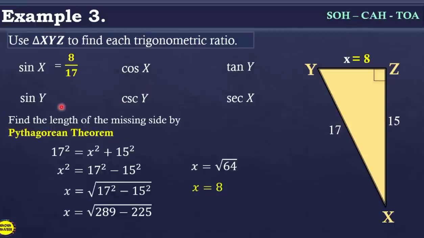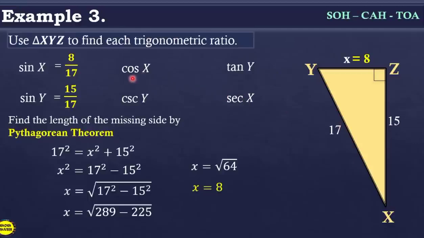sine y. Okay, for our sine y, ibig sabihin ito yung angle po natin. So, kung ito po yung angle natin, ibig sabihin, ang opposite natin dito, ito. Okay? So, ito po ngayon yung opposite, ito yung adjacent. So, again, depende, no? Depende sa angle. So, kung ito sine y, so y opposite over hypotenuse. So, that is 15. Opposite 15 over hypotenuse 17. So, that is 15 over 17.